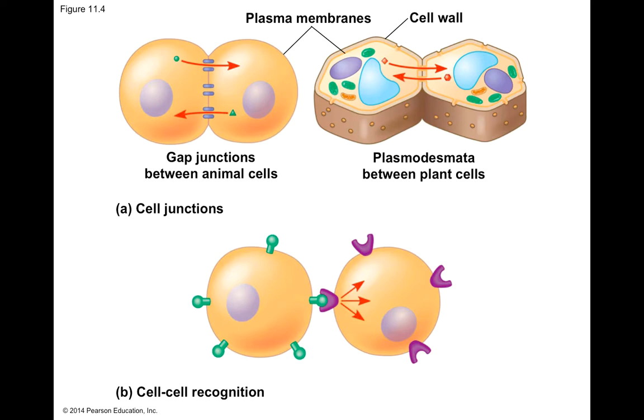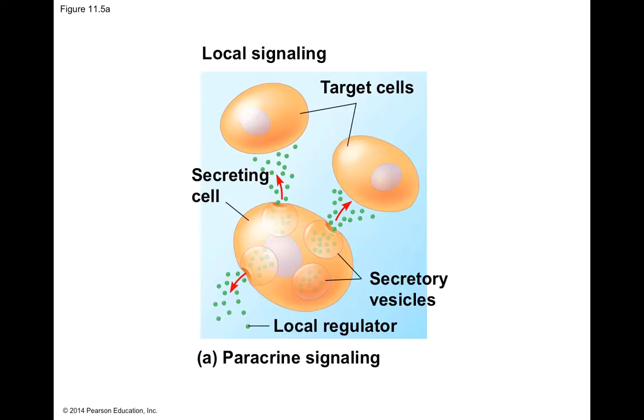Another type of direct contact between adjacent cells would be cell-cell recognition, where a surface protein on one cell, representing the signal, would match and bind to a surface receptor on the next cell, causing some message to be delivered to the cell. Local signaling also includes signals that only need to travel short distances, also called paracrine signaling. Here we have a secreting cell. Let's say it's secreting growth factors, and those signals are being picked up by neighboring cells, also called target cells.